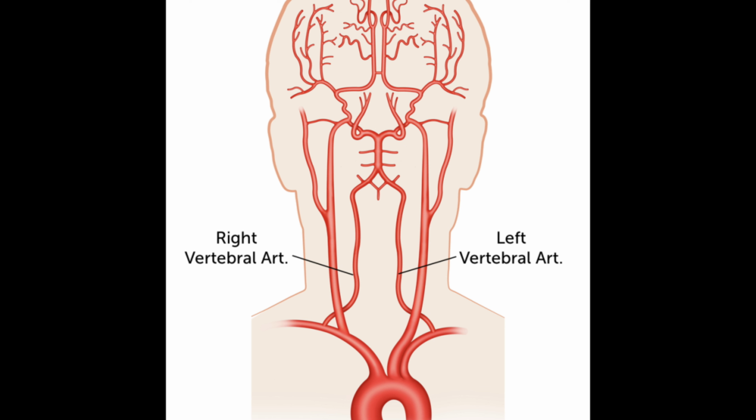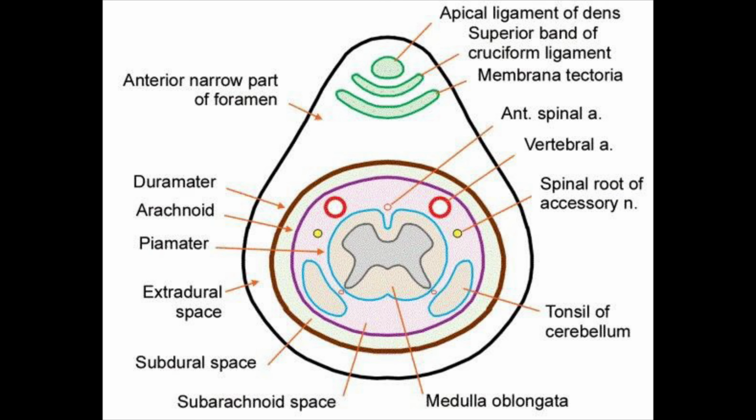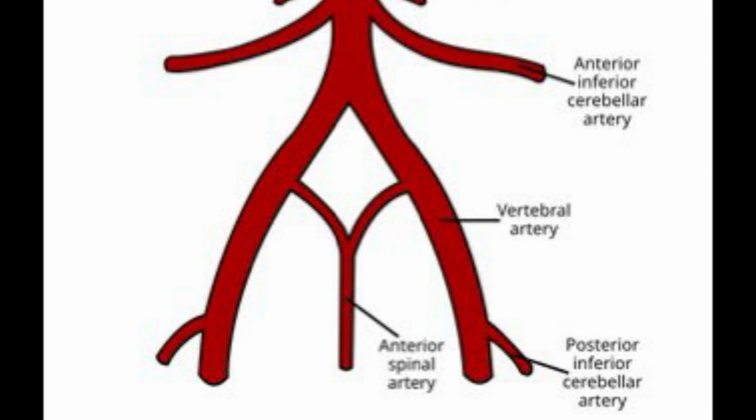So subclavian artery gives out the vertebral artery, and vertebral artery on both sides ascends through the transverse foramina of the cervical vertebra to enter the skull through the foramen magnum. Now, vertebral arteries give out two branches which join to form the anterior spinal artery, and the vertebral artery also gives a branch called the posterior-inferior cerebellar artery.